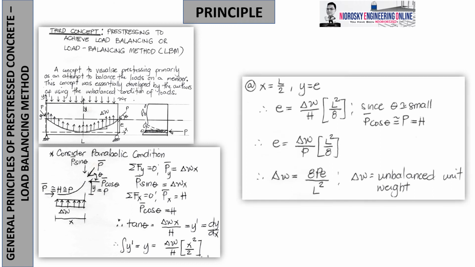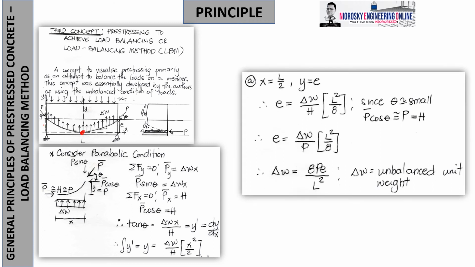Now note that at the lowest point, we have x, which is half of it, L over 2, and then y is set to be the eccentricity, since this can be assumed as the height, or rather the eccentricity, the distance from the center of gravity of the beam with respect to the center of gravity of the tendons, or the CGS. Since theta is very small, then we will accept that P bar cosine theta is also P, also known as H, kasi napakaliit lang talaga ng angle niya with respect to the horizontal. Almost tolerable.